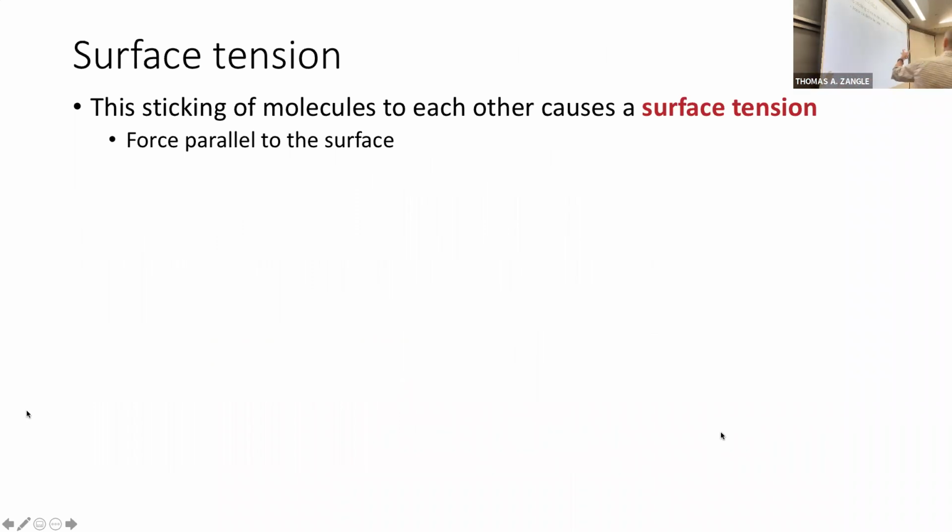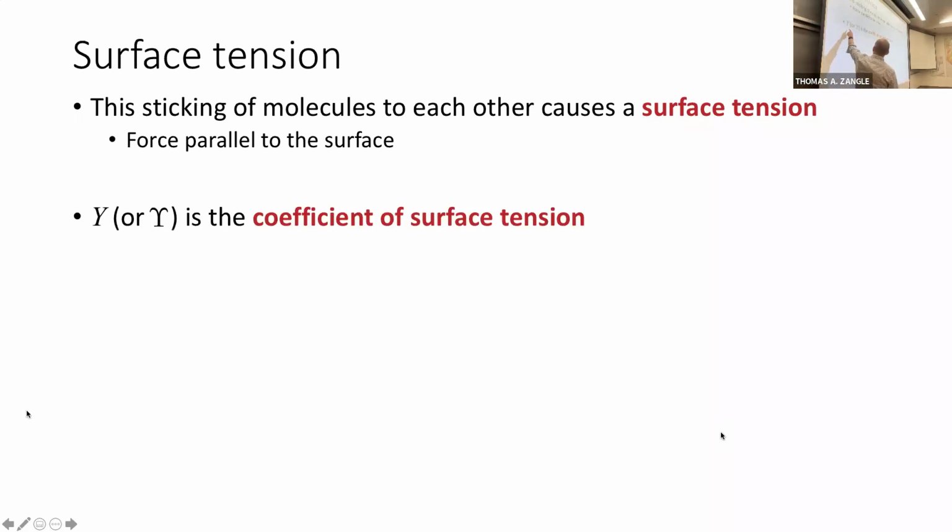So the sticking of molecules to each other causes a surface tension, right? We can think of it as hydrogen bonding between water molecules at the surface as they line up on the surface, which creates a small force, but nonetheless a force. And that force is parallel to the surface, because we can think of the orientation of the molecules being arranged along the surface itself.